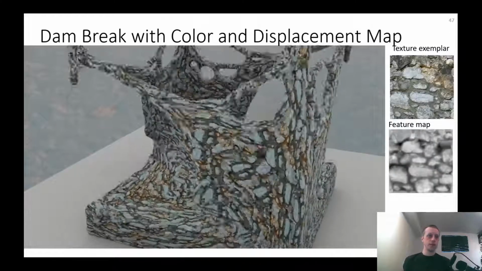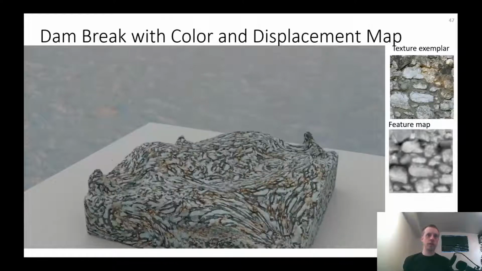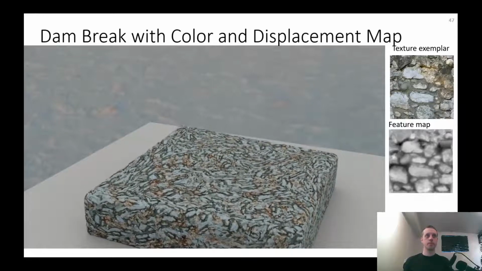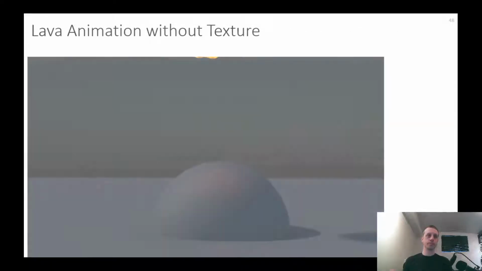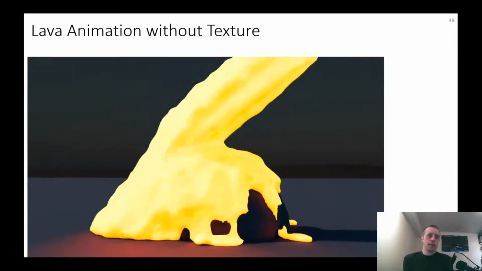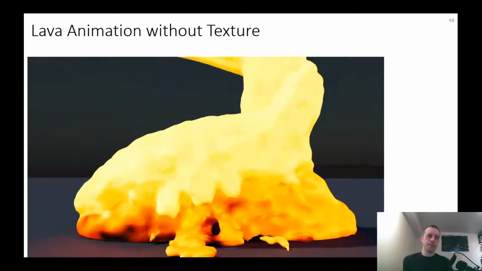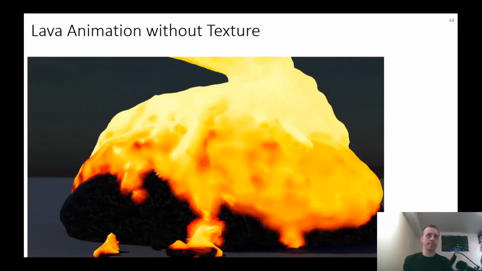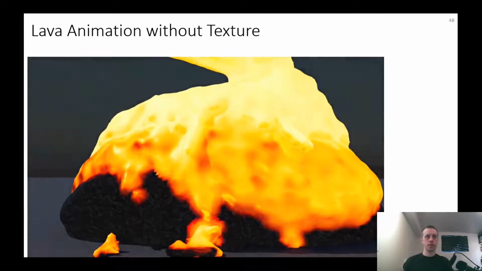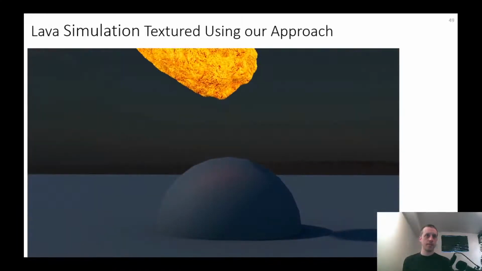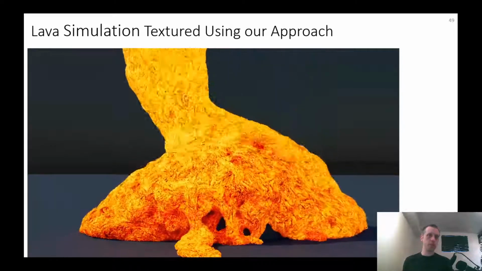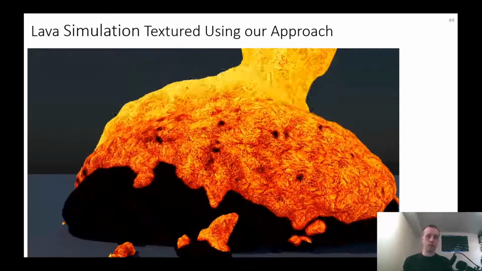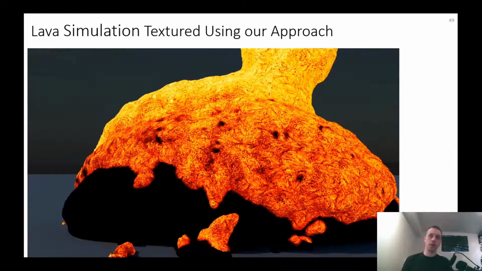Here is the same fluid simulation with another texture sample. This is a lava simulation with no texture. We control the color with a simulation of the lava temperature. Here is the result, textured by our approach. Thanks to the texture synthesis, we can have much more details on the fluid surface.